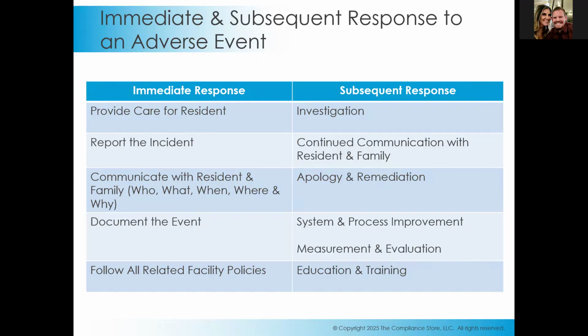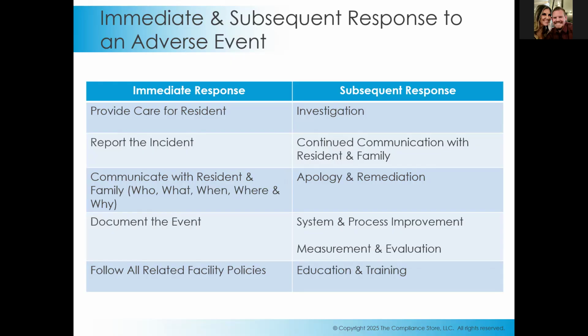So, immediate and subsequent response to an adverse event. Obviously, if the patient falls, we're going to pick them up, provide care for the resident, maybe send them out for an x-ray. Subsequent response might be an investigation. It's part of our root cause analysis. Immediate response is to report the incident. Someone's going to notify myself. Someone's going to notify Raymond.